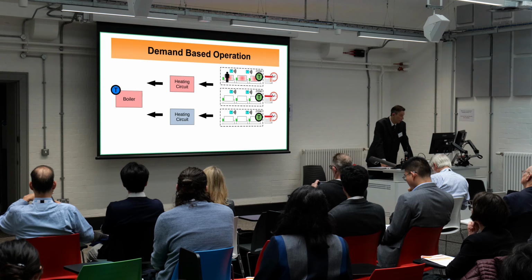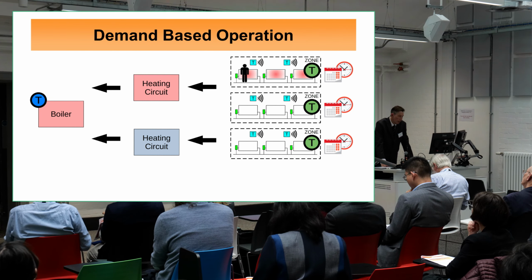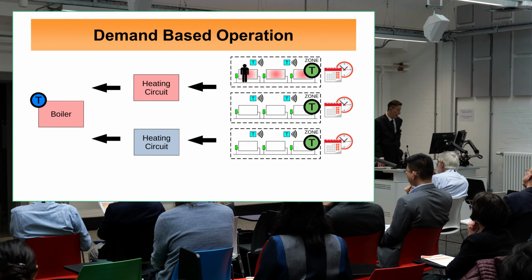Instead of feed forward, we now feed back. We look at the individual control zones, we aggregate the requirements for those control zones, and we feed them back. And this allows us to make more intelligent decisions at heating circuit level and at, for example, floor zone valves.